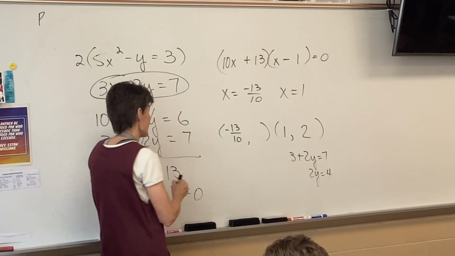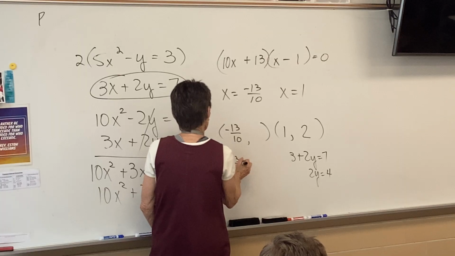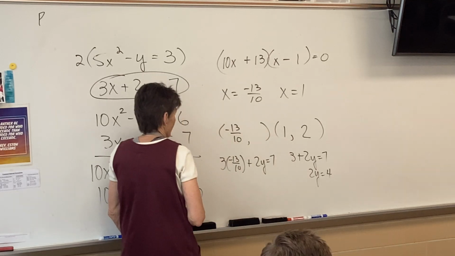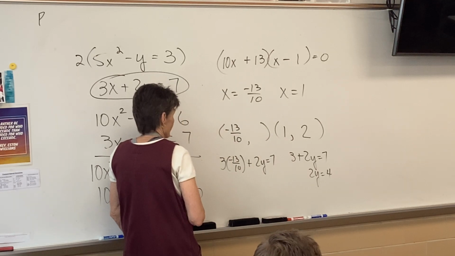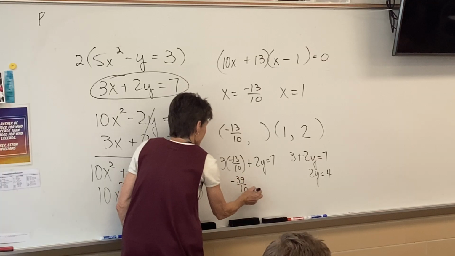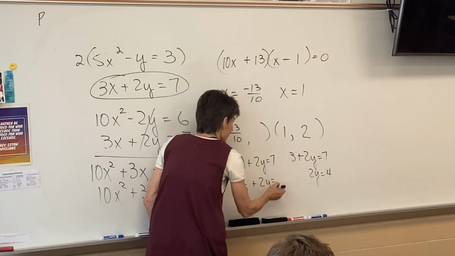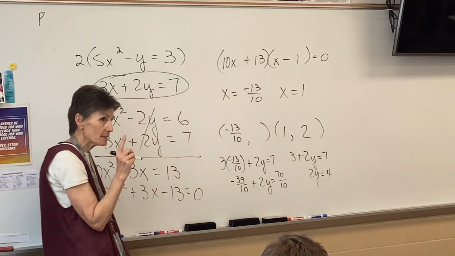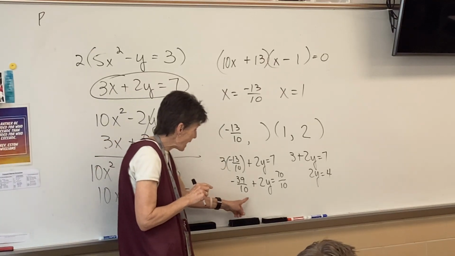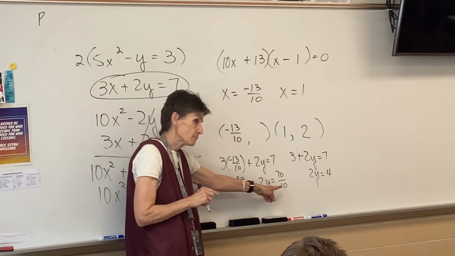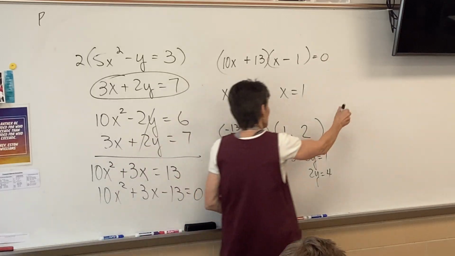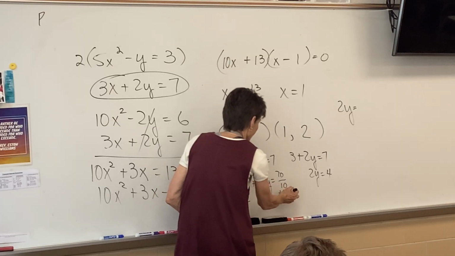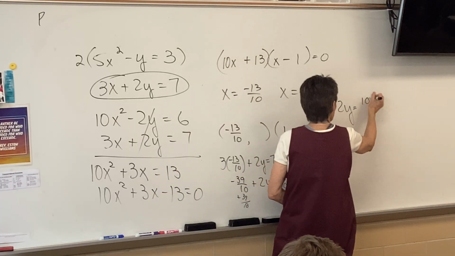Now the one that's not so easy. 3 times negative 13 tenths plus 2y equals 7. Negative 39 tenths plus 2y equals 70 tenths. I'm getting a common denominator because I know I'm going to have to add this over, right? So 2y, adding 39 tenths, is 109 tenths.